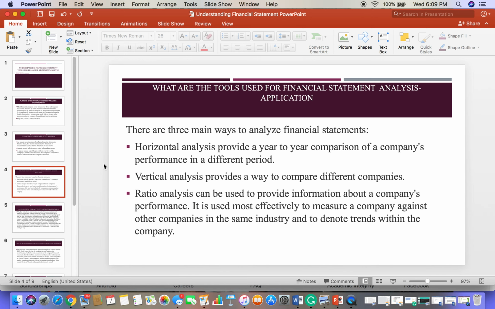Ratio analysis can be used to provide information about a company's performance. It is used most effectively to measure a company against other companies in the same industry and to denote trends within the company.